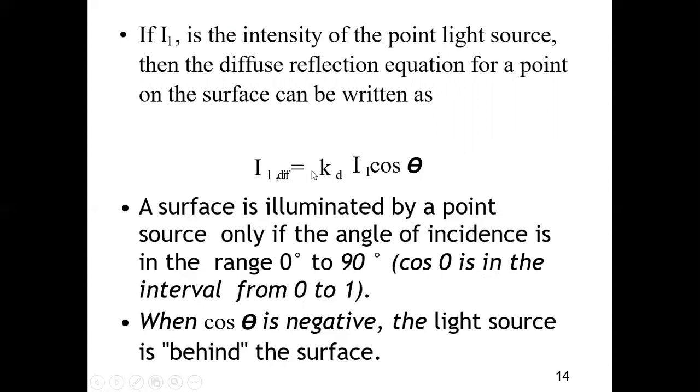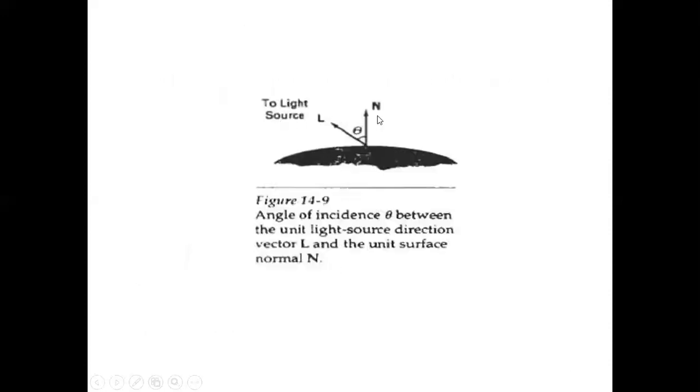In order to calculate the intensity of the light, we make use of the diffuse reflection equation, given by IL,diff = KD * IL cos theta. Theta is an angle which varies between 0 and 90 degrees, because cos 0 is 1 and cos 90 degrees is 0. So it ranges in the interval from 0 to 1. When cos theta is negative, the light source is behind the surface.